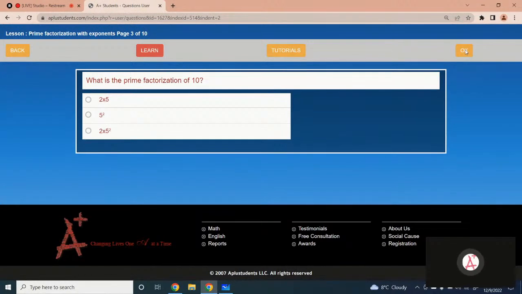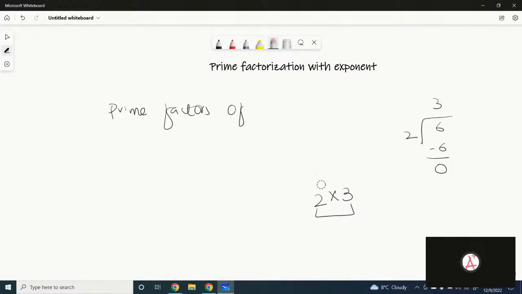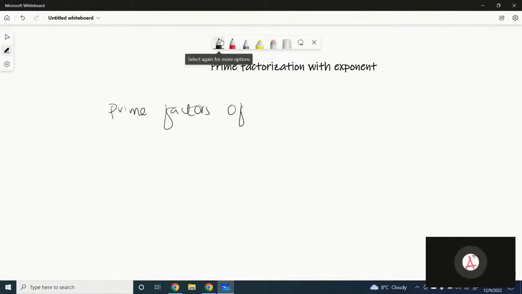Okay, what is the prime factorization of 10? All the factors must be prime numbers. This is a very important point. So you have to divide the number by the smallest prime number. Always start with 2 if the number is divisible by 2. Got it? If it is not divisible by 2, then move on. Check with 3, 5, prime numbers. Got it? Prime factors of 10. Okay, which is the smallest prime number that can divide 10?